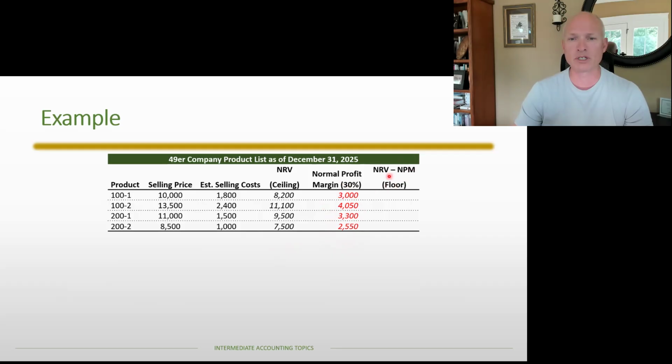And then the floor is just the difference between the two. So we take NRV, we subtract our normal profit margin, and that gives us our floor. And so again, 8,200 minus 3,000 gives us 5,200. We do that same math all the way down, just taking that difference. And so what we now have is the ceiling and we have the floor. And we're going to carry that forward into our lower of cost or market analysis.